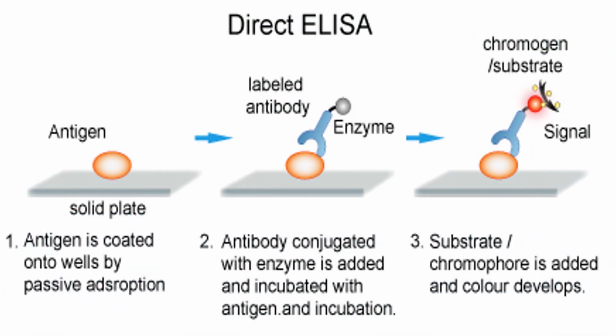In the direct ELISA, the solid plate is coated by the antigen, and the antigen is coated on this well by the passive adsorption method. Now the antibody conjugated with enzyme is added and incubated with the antigen, followed by incubation and washing. And the third step we will add the substrate or chromophore, and the color is developed, which gives a signal detected by the ELISA readers.